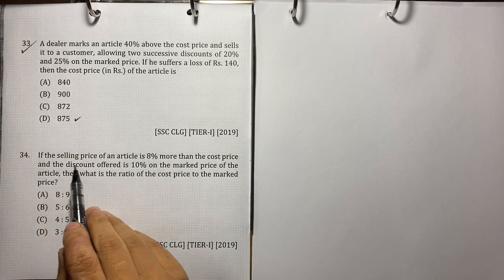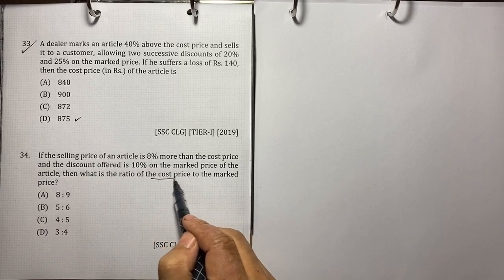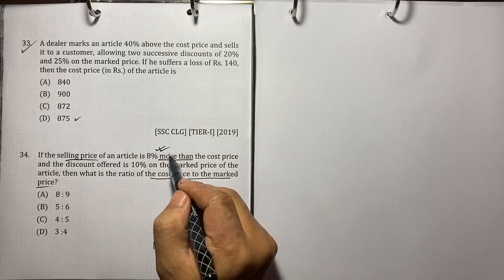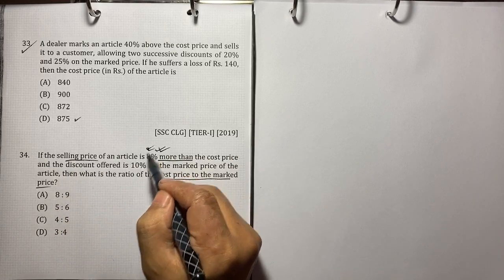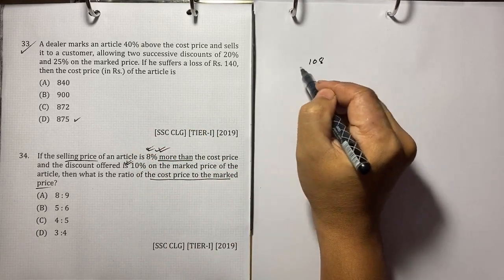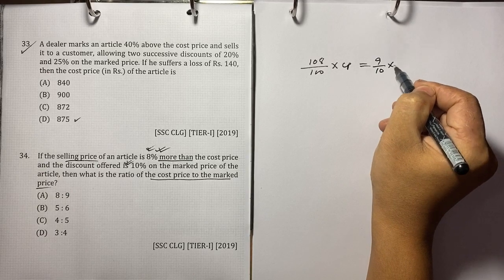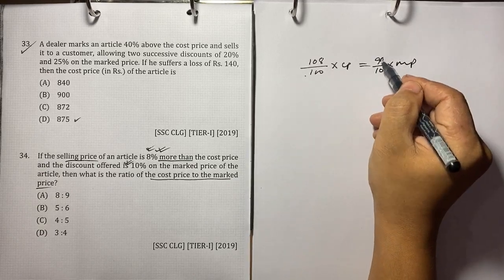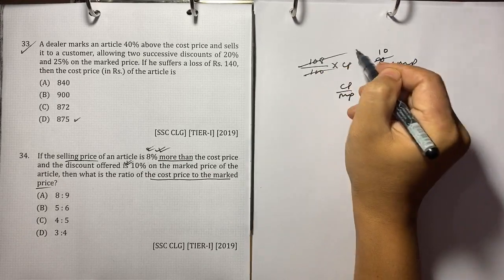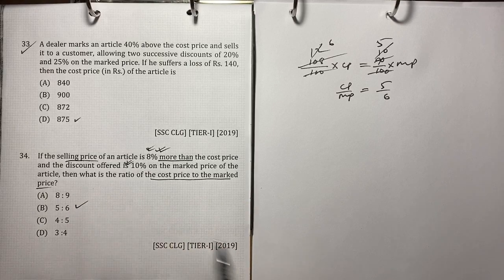If the selling price of an article is 8% more than the cost price, and the discount is this on the mark price, then what is the ratio of cost price to mark price? Here the selling price is 8% more than the cost price, so profit percentage, discount percentage and selling price are all given. 108 divided by 100 into cost price equals discount 10%, which is 9 by 10 into mark price. Cost price divided by mark price: cancel, this will be 10. Cancel, 1, 2. Cancel, 5. Cancel, 6. So the ratio is 5 to 6.